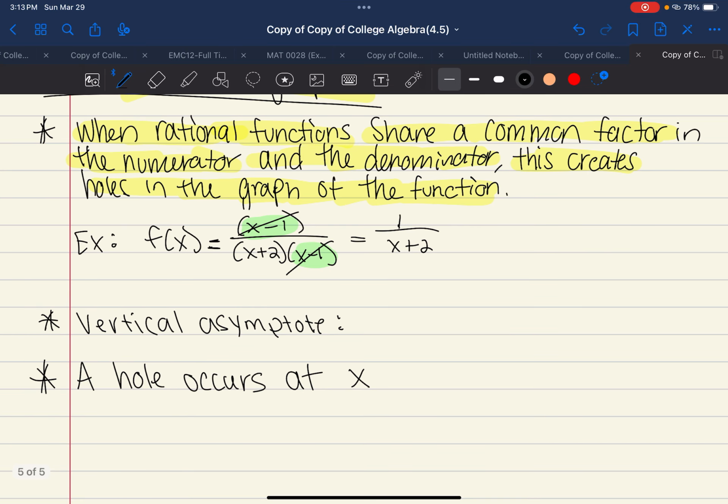So, now when I find the vertical asymptote, I only use this denominator. That factor of x minus 1 will not be a part of my vertical asymptote answer because it was a common factor. So the vertical asymptote would come from setting x plus 2 equal to 0, because that's my new denominator, which would give me x equals negative 2. This would be my vertical asymptote.